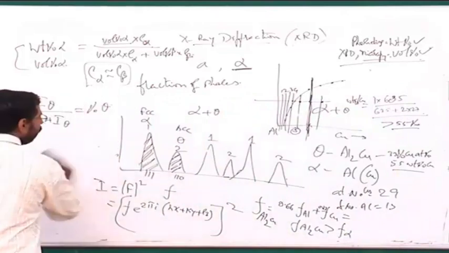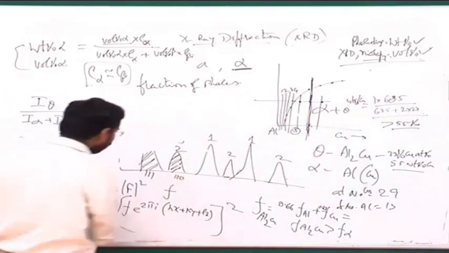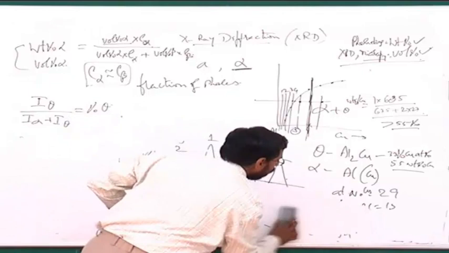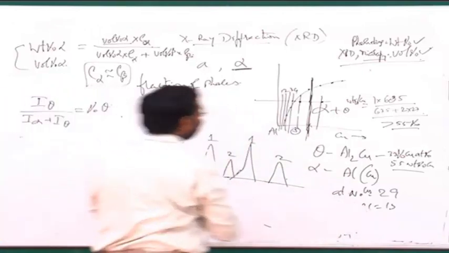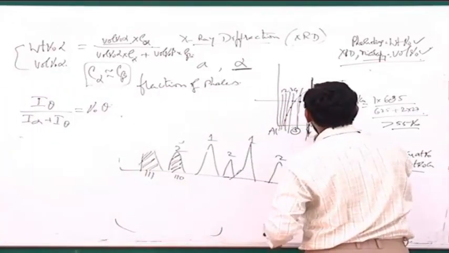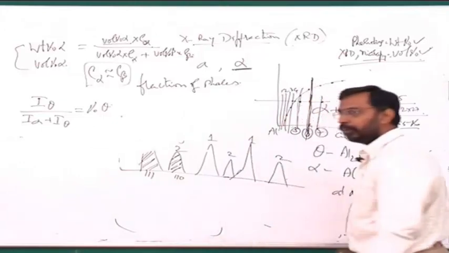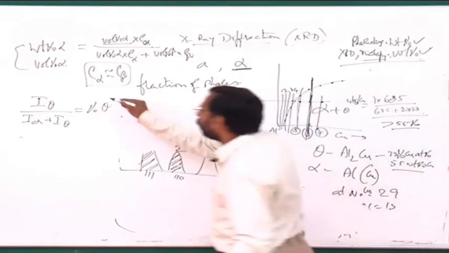What I will do is simply this. I find out the XRD pattern for each of these alloys, for example alloy 5, alloy 6, alloy 7, all of them. For each of them, I find out the amount of the phase.